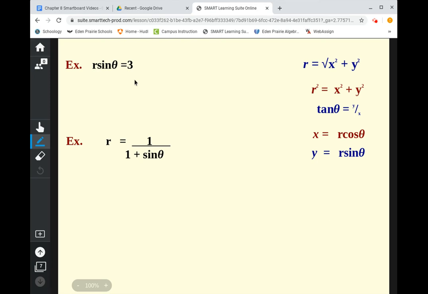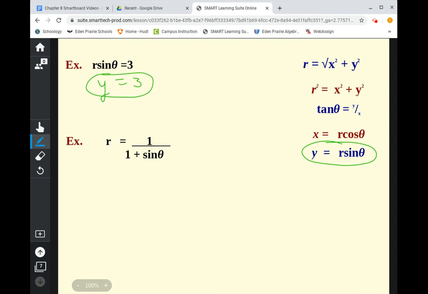Okay, r sine theta equals 3. You might see that one as the easiest problem ever because r sine theta equals 3 is just right here. So if I replace the r sine theta, I can replace that with y equals 3. Just that easy. And the last example here, this is kind of a tricky one.